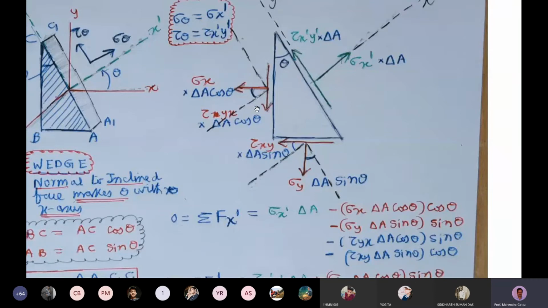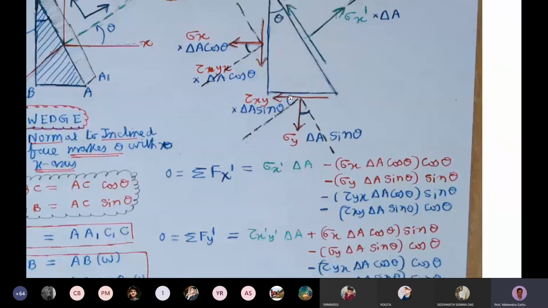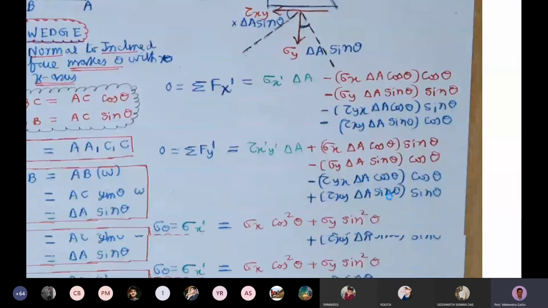And for tau yx, again we can resolve. So this is 90 minus theta, so sin of 90 minus theta is cos theta. So we have tau yx delta A cos square theta, that will be in the negative direction, and tau xy delta A sin theta, and this direction will be sin square theta. Because this is theta, the normal will be in this direction, so the component will be sin theta. So that's what we have here.